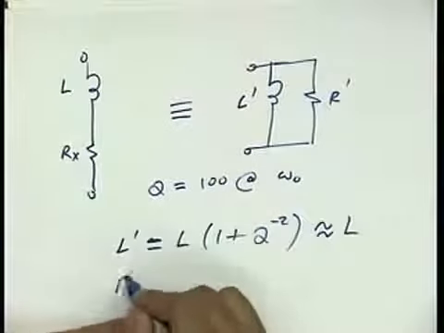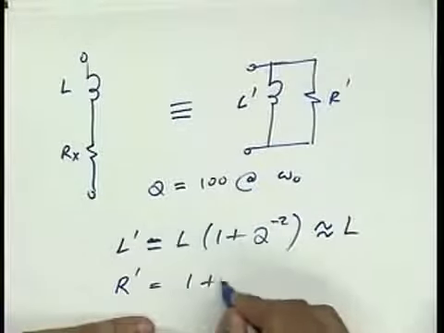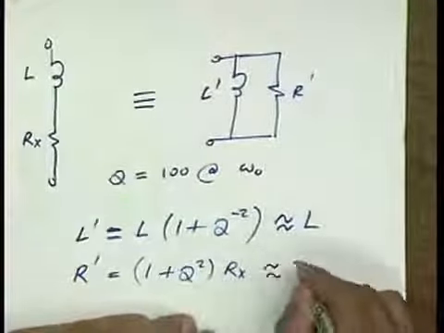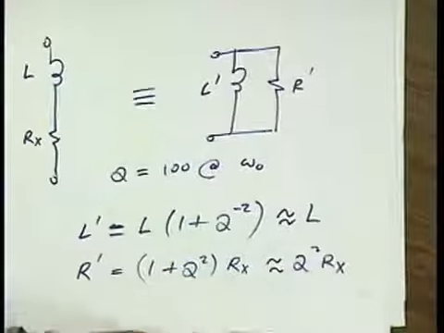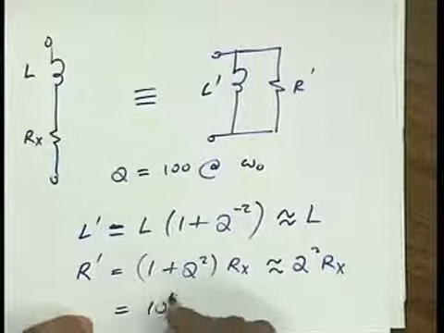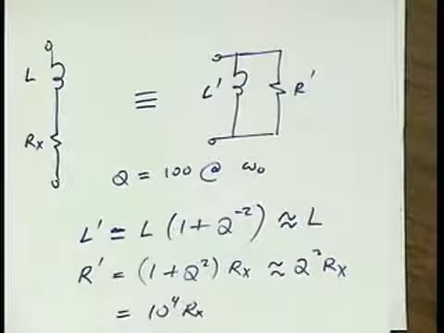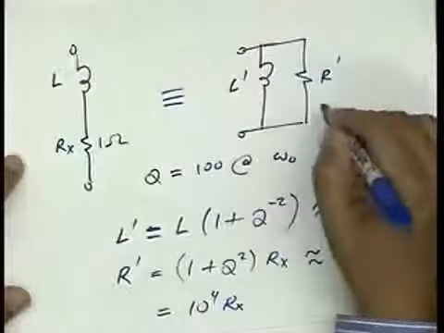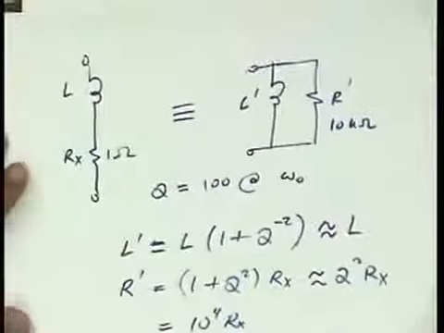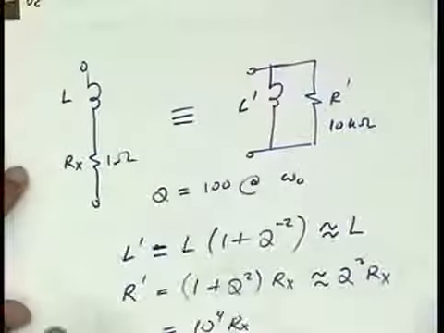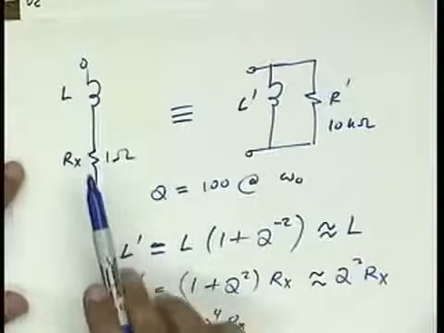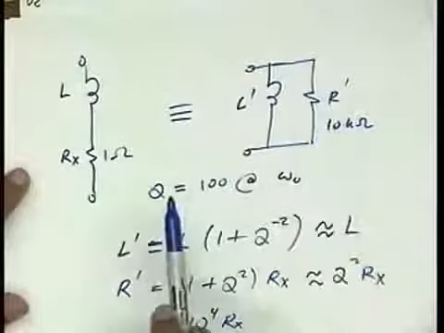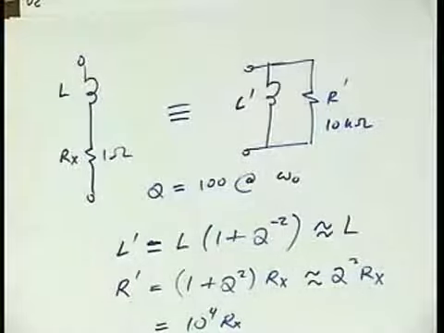On the other hand, R prime is (1 plus Q squared) times Rx, which is approximately Q squared times Rx. In other words, it's 10,000 times larger than Rx. So if this were 1 ohm, this is 10 kiloohms. Okay? So this is very simple. All I'm doing is transforming a series XR circuit to a parallel XR circuit. Questions or comments?